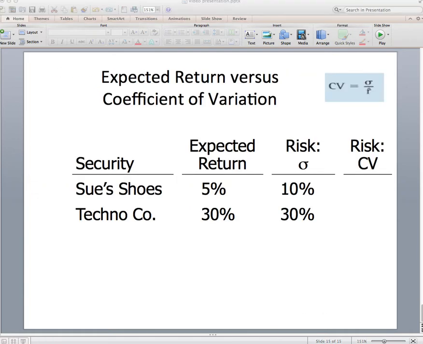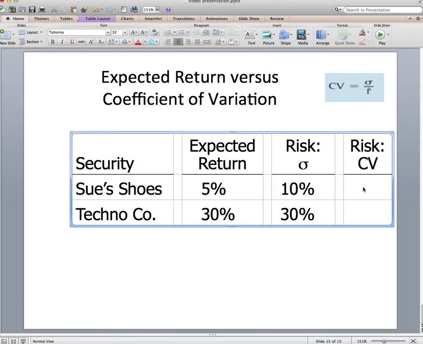Lastly, we're going to talk about coefficient of variation. What that is, is standard deviation divided by expected return. So let's look at these two securities, or two stocks. Sue's Shoes had an expected return of 5% and risk, or standard deviation, of 10%. Techno had an expected return of 30% and risk of 30%, standard deviation 30%. So if we take the ratio, 10 divided by 5 is 2, where 30 divided by 30 is 1.